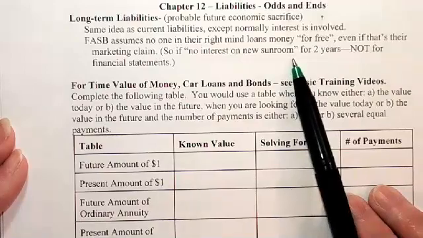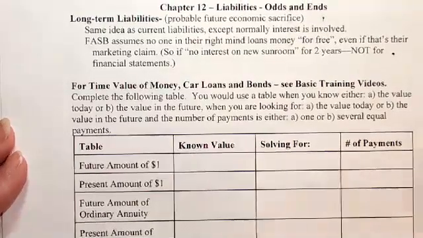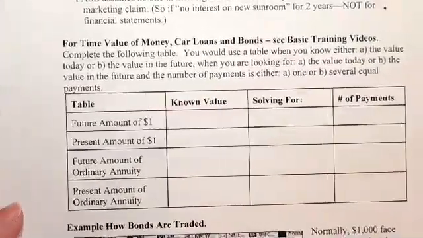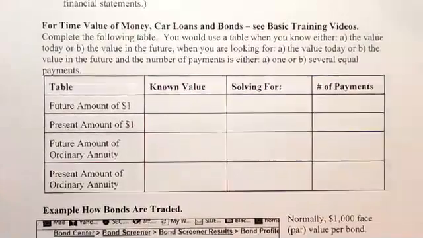So even if it's in their marketing claim, there's no interest on your new sunroom or your new furniture for 2 years. For financial statements, you still have to book some interest, and you figure your regular revenue is a little bit less. Just a general FASB rule is no such thing as free money, because we have that time value of money. If it's not explicitly listed in a contract, then companies have to implicitly estimate what the interest is on that loan.